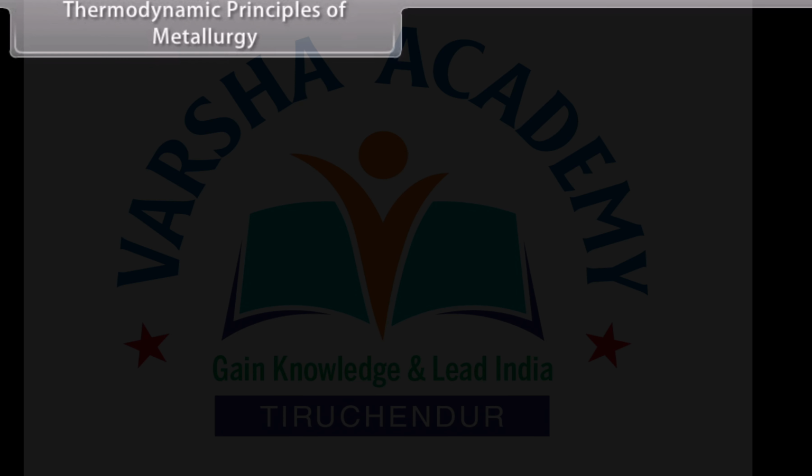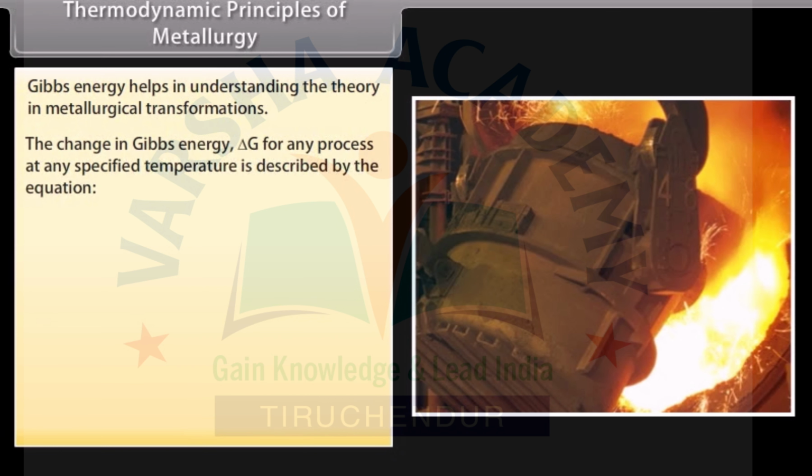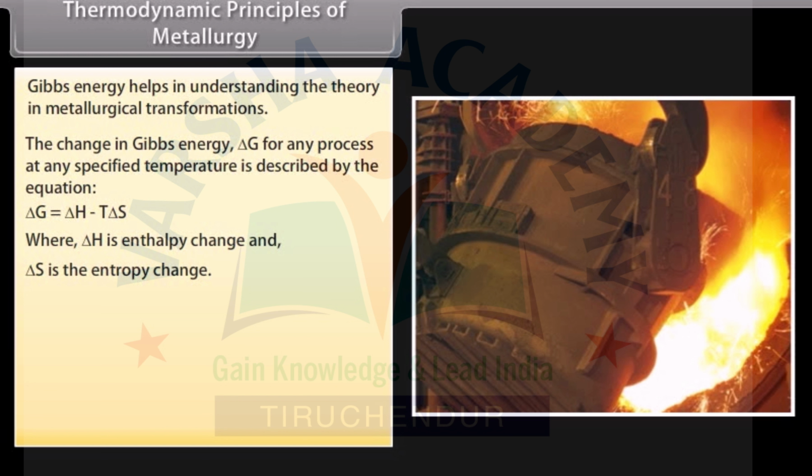Thermodynamic principles of metallurgy. Gibbs energy helps in understanding the theory in metallurgical transformations. The change in Gibbs energy, delta G, for any process at any specified temperature is described by the equation delta G is equal to delta H minus T delta S, where delta H is the enthalpy change and delta S is the entropy change. When the value of delta G is negative, only then the reaction will proceed.